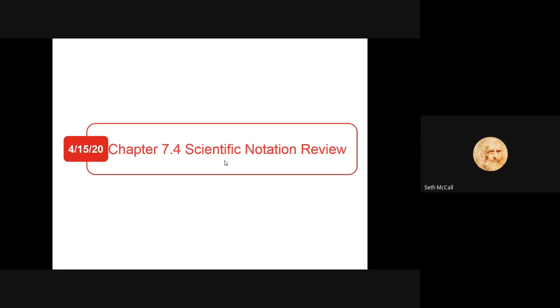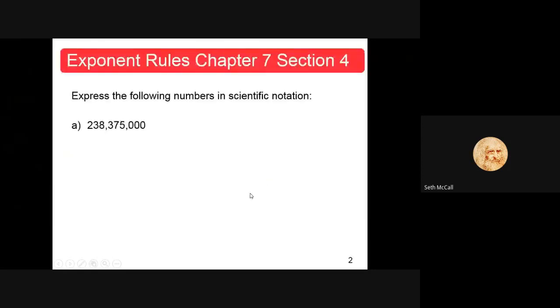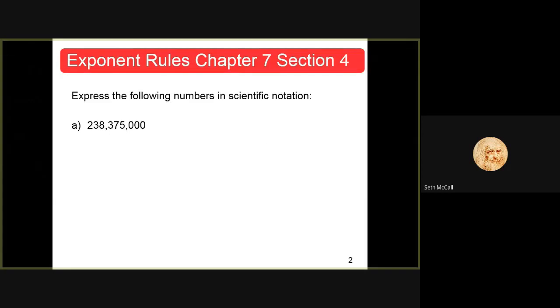So I'm going to do a quick review on scientific notation. This is going to be the last thing that I discuss before I actually post a quiz on chapter 7 for you all to complete on Friday. So let's get started. There's two things that I have asked you to do with scientific notation. The first is to take a number that is not in scientific notation and put it into scientific notation. So that's what we're going to start with.